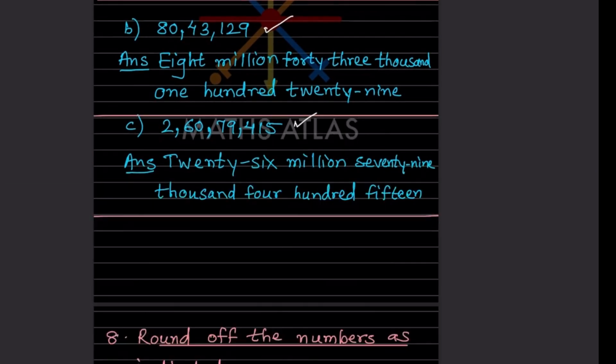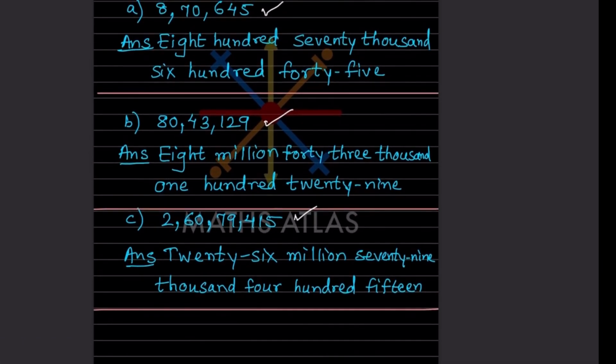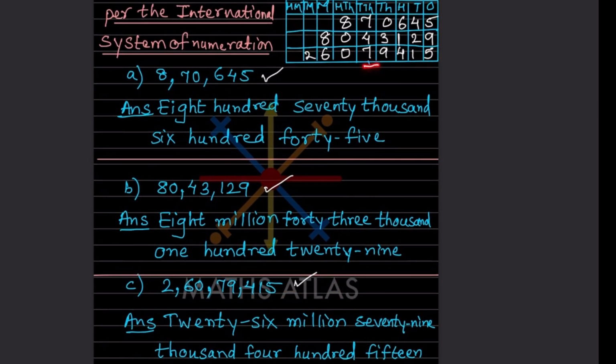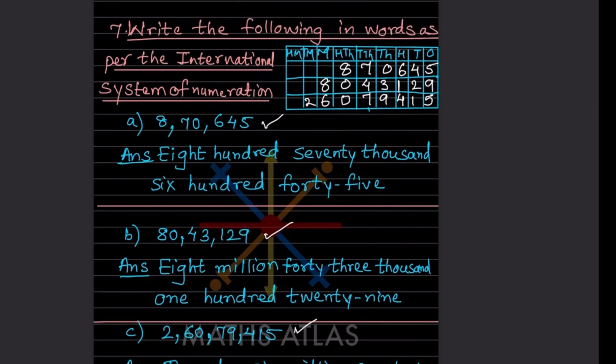Okay. Here 26 million and 79,000. Now look at that. This is in the thousands place. That will be 79,000 and this will be 415. This is 415. Okay. Now this was about the international system. So you have written this in words, as per the international system of numeration.